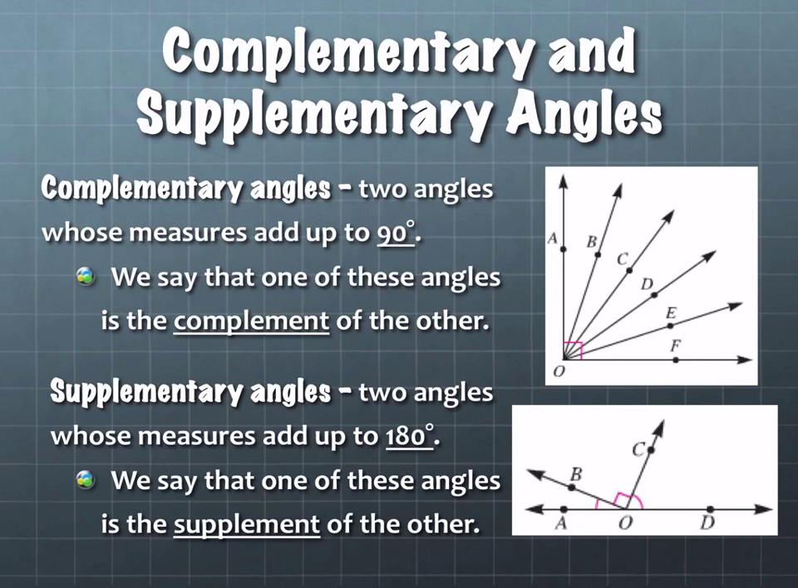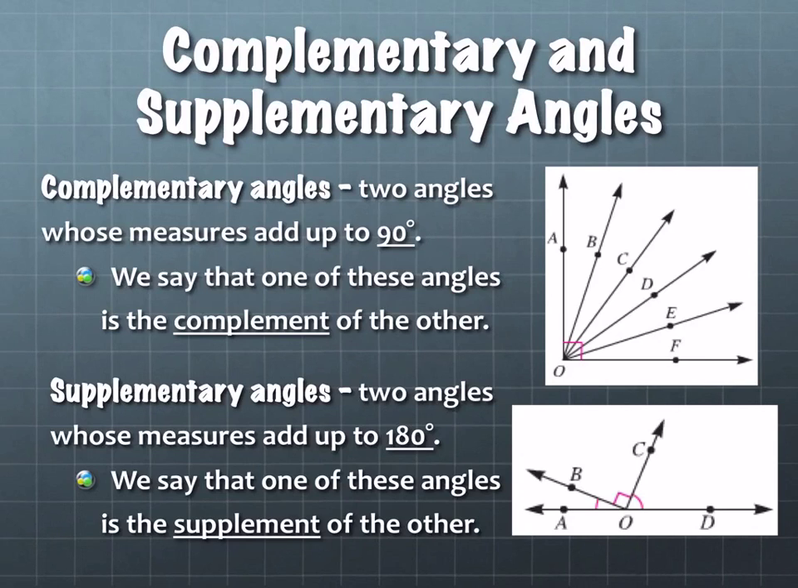Another type of description for angles would be complementary and supplementary. Complementary angles are two angles whose measures add up to 90 degrees. The way we describe that is we say that one of these angles is the complement of the other. We'll write down some complementary angles in a minute. Supplementary angles are two angles whose measures add up to 180 degrees. And we would say that one of these angles is the supplement of the other. Complement, supplement. It's about 90-degree angles, right angles, and 180-degree angles, which is a straight angle.